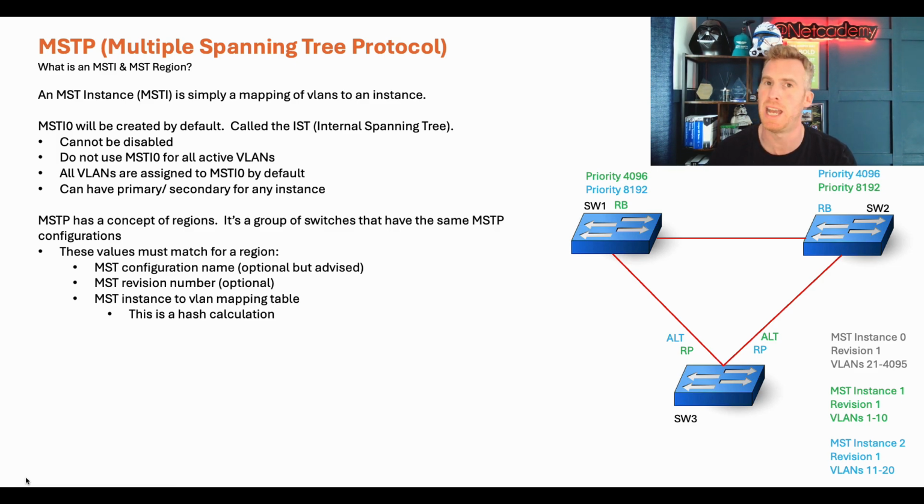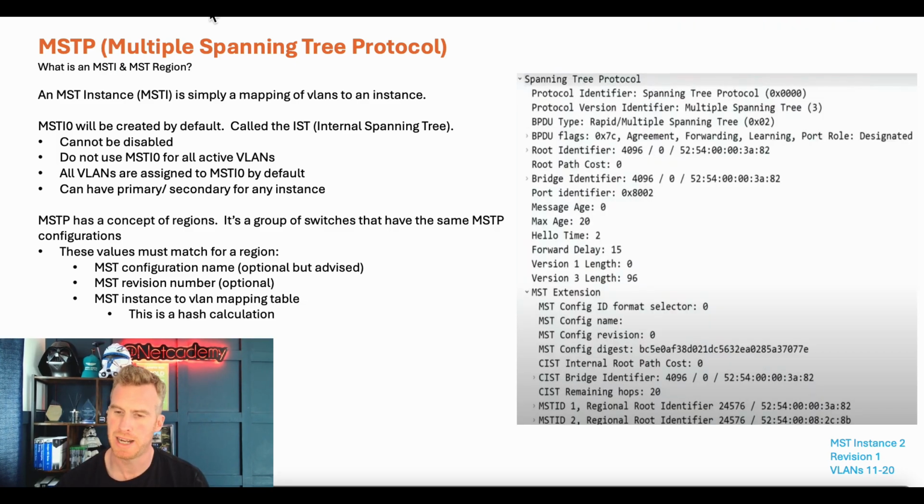Again, if they do not match, whatever the switch is, it's not going to be in the same region, because the hash calculation will be off, or the revision number won't be the same, or maybe the configuration name won't be the same. It has to match from switch to switch for the switches to be in the same MSTP region. And here's actually a packet capture.